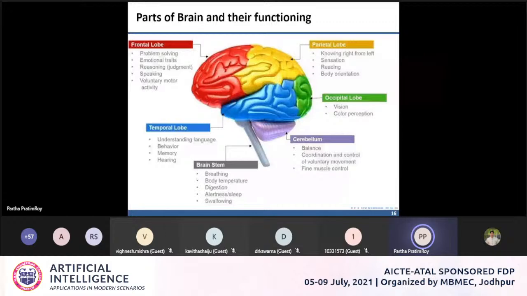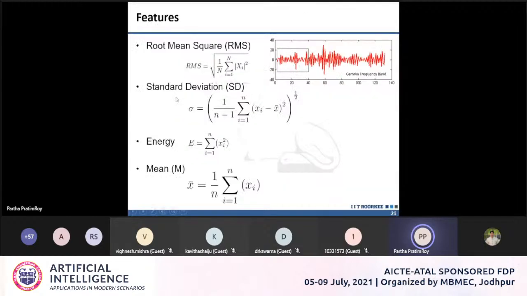And then I have extracted the features in this 20 millisecond window. Then this window will shift a little, for example, 20 milliseconds again, and in that position we will extract the features again. This window will keep shifting from left to right, and in each position we will extract those features, like root mean square, standard deviation, energy, mean.